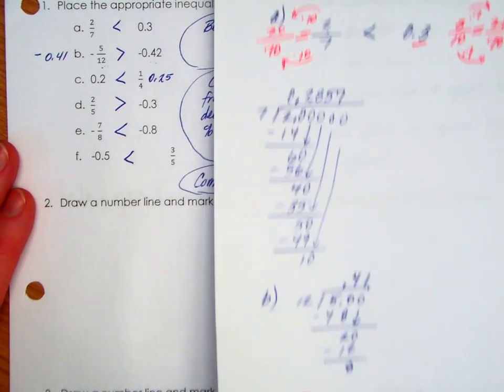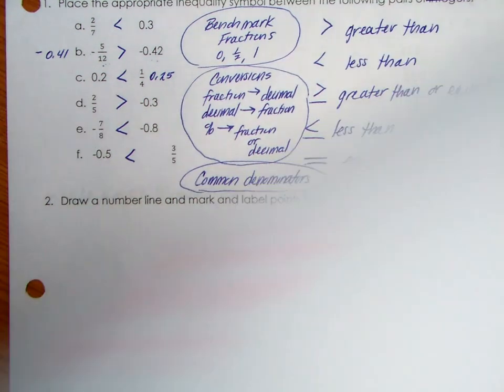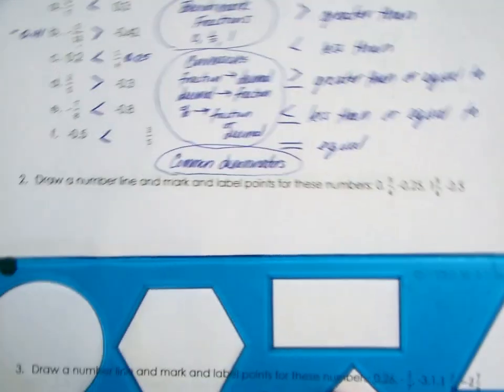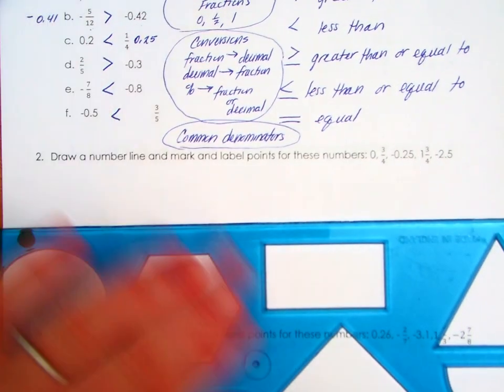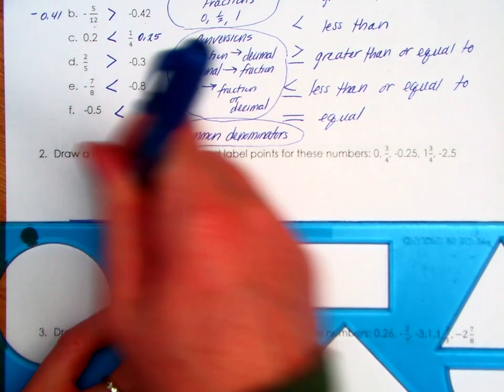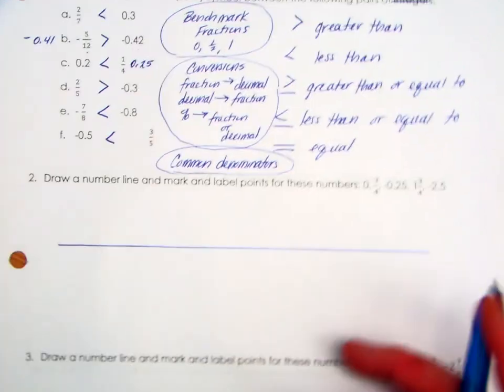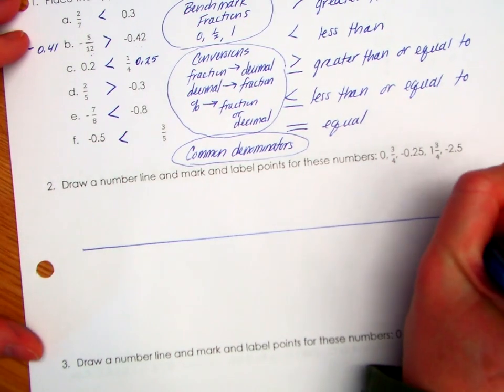All right, good job. Let's take a look at the next part. You got to draw a little number line. I like to use a straight edge when I create a number line. We're going to draw a number line, and mark and label points for these numbers.